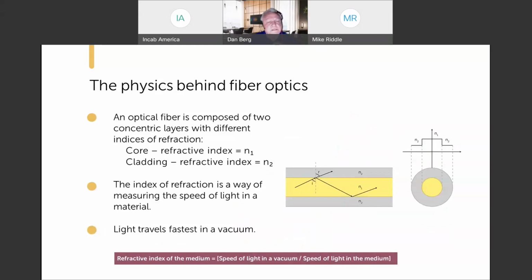The refractive index, which is an important term for fiber, is really a ratio. It's a ratio of the speed of light in a vacuum to the speed of light in a medium. This is important because as the light wave hits the boundary between the core and the cladding, we need to be able to make sure that it refracts or reflects back into the fiber itself.